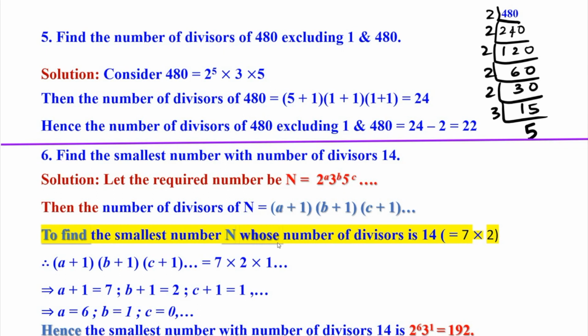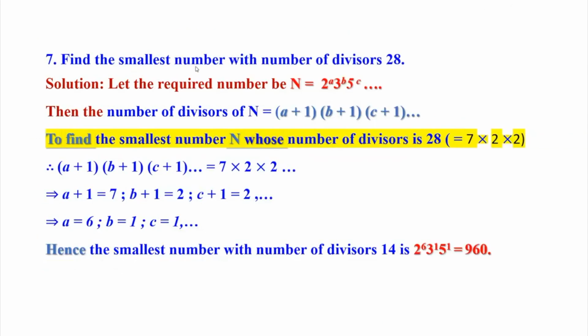So what is to be noted here is that the primes are to be written in ascending order, whereas the number of divisors has to be written as a product of prime numbers, not prime powers, only prime numbers, and that too in descending order. We have one more example. Find the smallest number with the number of divisors 28. So we shall take the required number to be this.